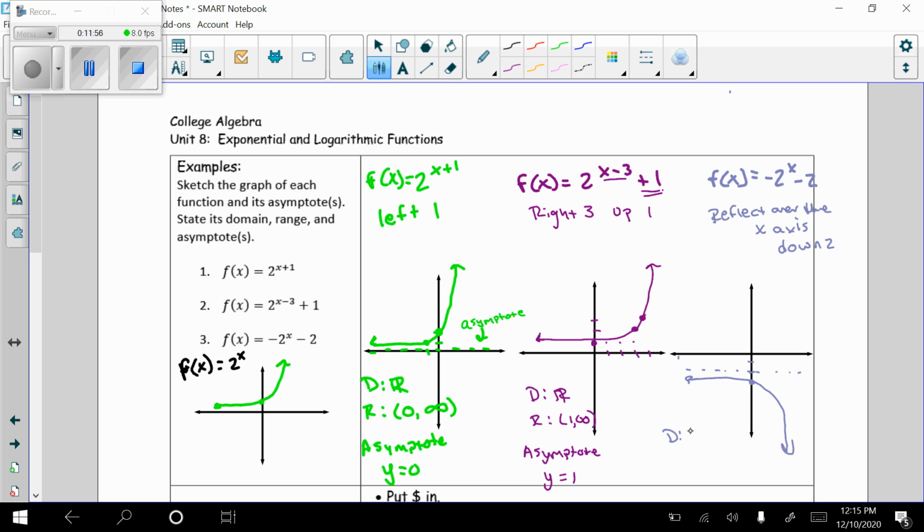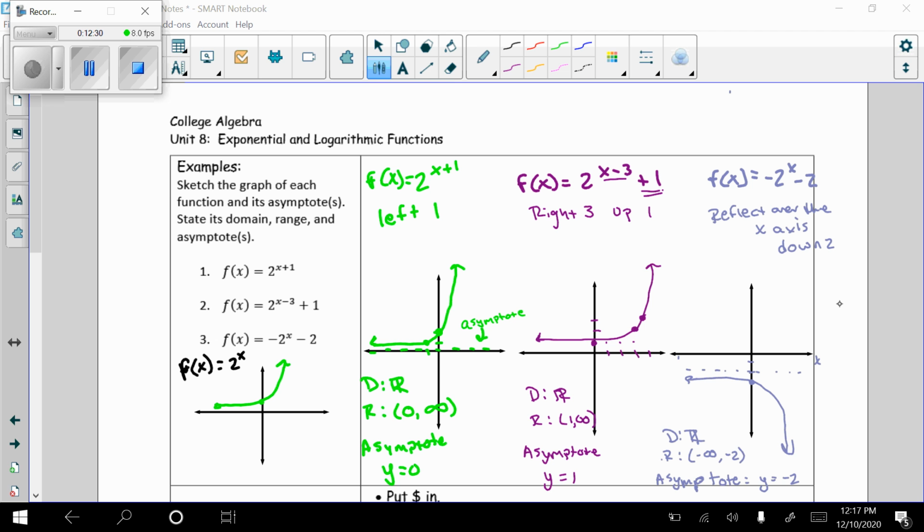So we once again have a domain of all real numbers. That's not going to change on these. We have a range of negative infinity now because we've flipped it over the x-axis to -2. And we have an asymptote of y equals -2. Okay. And that pretty much sums up the graphing aspect of it.